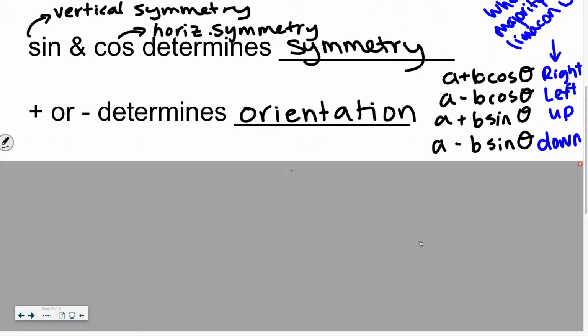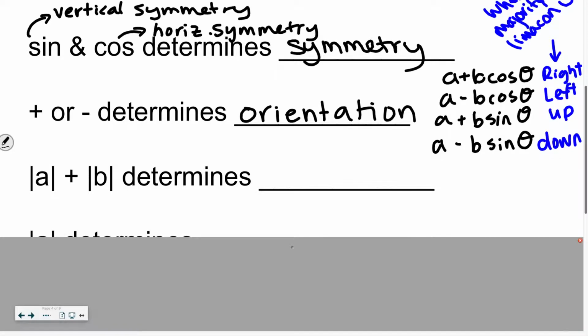Okay, we've got a max r value defined by the absolute value of a plus the absolute value of b. So now that we have the a and the b working together, the maximum value that we can get outputted to us is the absolute value of a plus the absolute value of b. So ignore their signs.